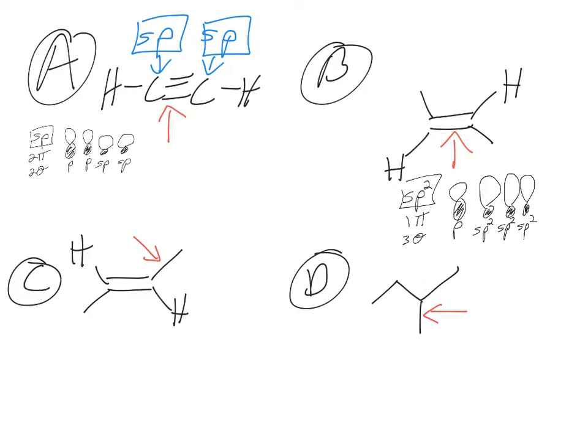So what's the difference between this sigma bond in C and the sigma bond in D? What's different about those two things? What's the hybridization state of this carbon? It has a double bond next to the other. What's the hybridization state of this carbon? sp2, right? That carbon is sp2 hybridized. And this other one is sp3 hybridized, right?